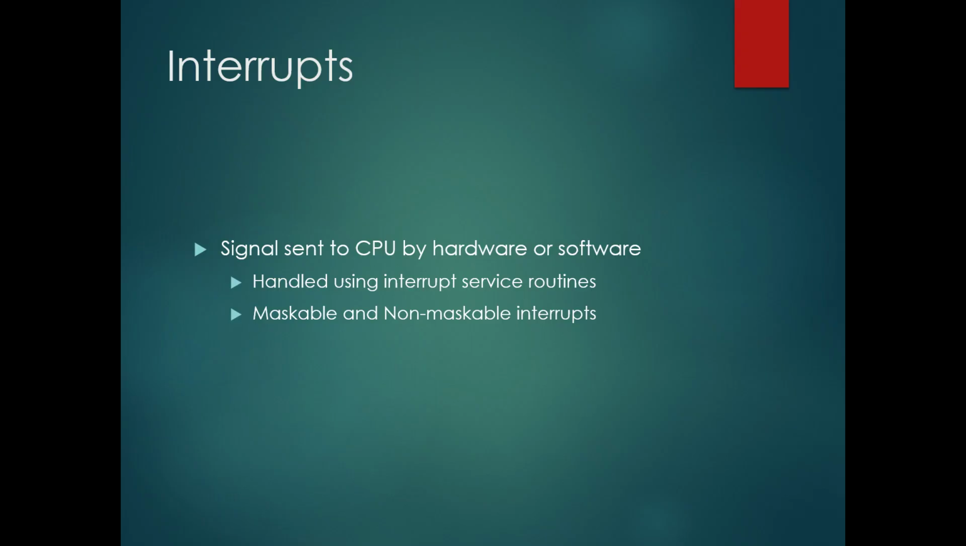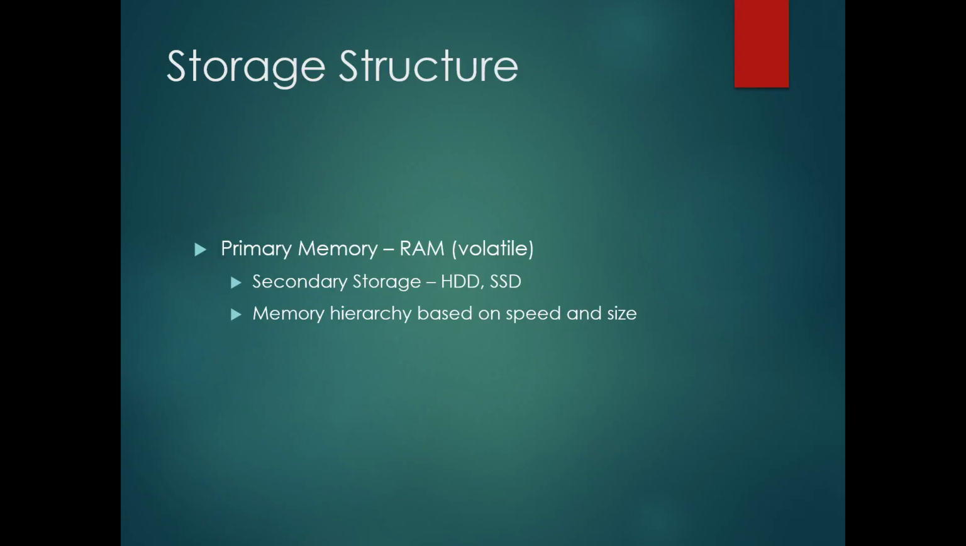And the next is the storage structure. Storage in the computer system is divided into primary and secondary memory. So primary memory is RAM, which is fast but volatile. Secondary memory storage includes hard disk and SSD, which are non-volatile. This forms a memory hierarchy based on speed, cost and size.